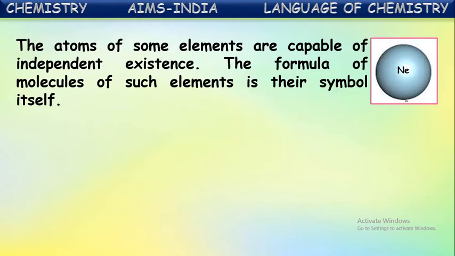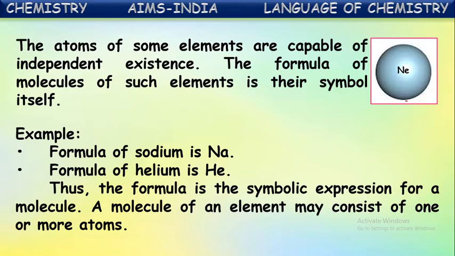Next, some more examples are mentioned here. As we said, metals exist as single-atom element molecules. The formula of sodium is Na, and the formula of iron is Fe. And the formula of noble gases is also their symbols themselves. For example, the neon formula, as we said, is Ne. The formula of helium is He.